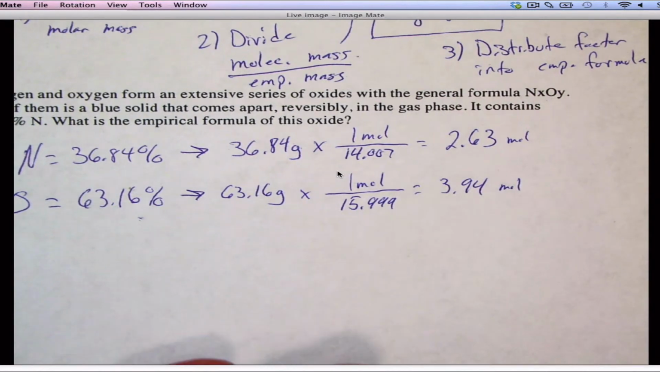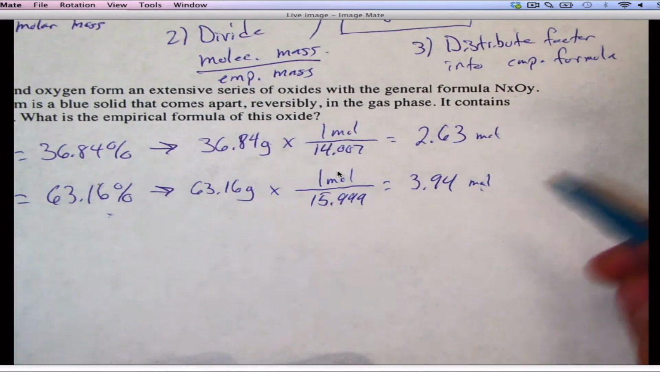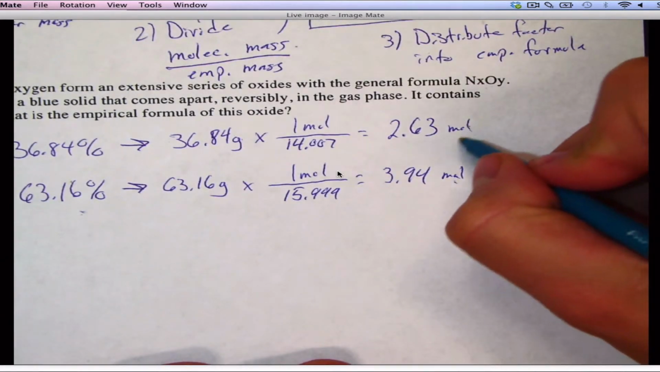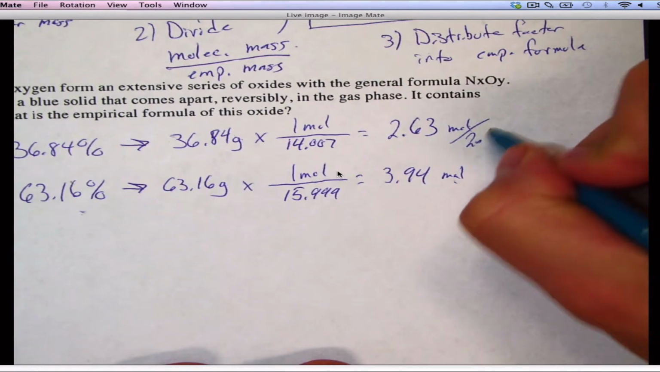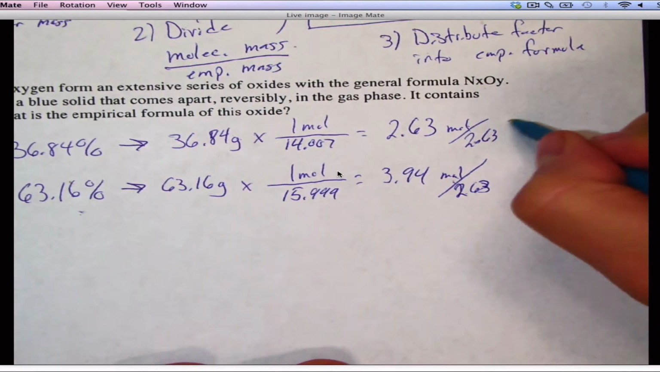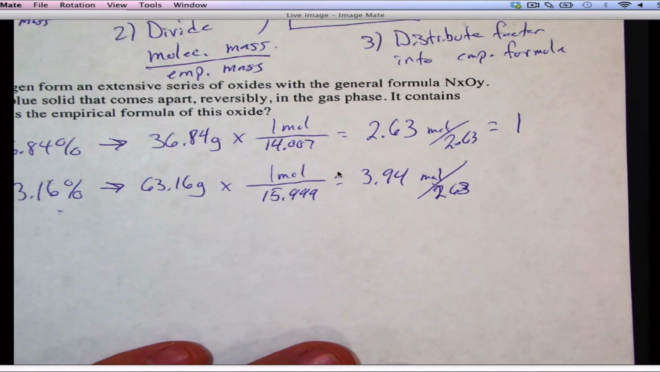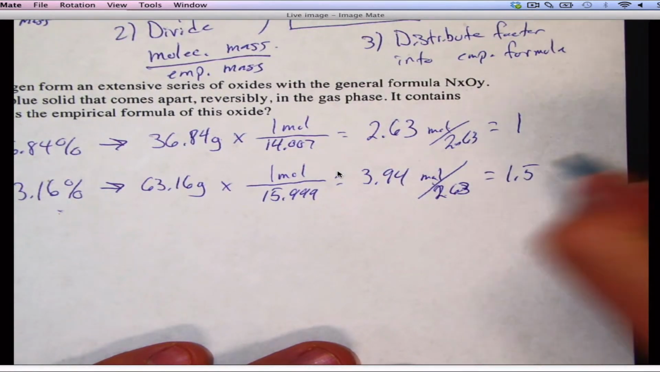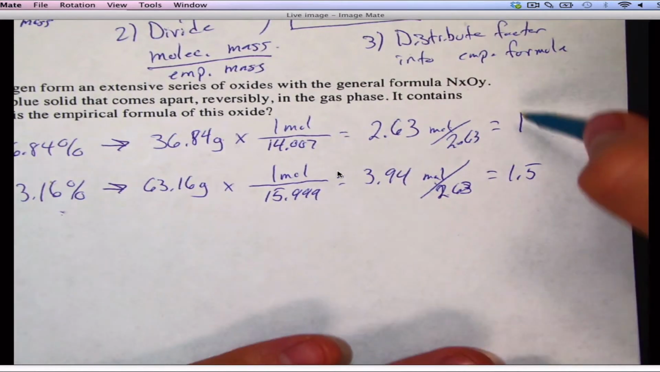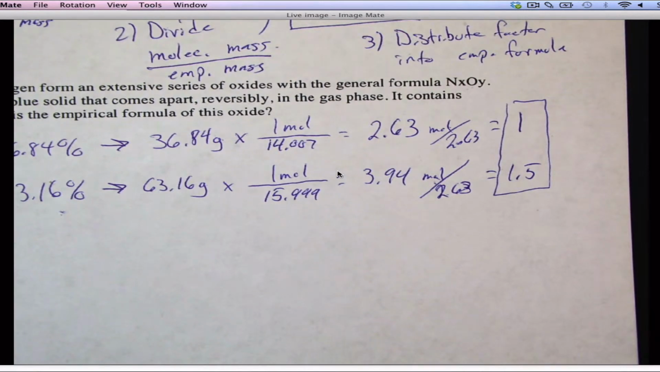We're chugging along here. Now what we do once we find our number of moles is we divide each number by our lowest number of moles. So obviously 2.63 is the lowest, so we divide by 2.63 here, and divide by 2.63 here. So obviously 2.63 divided by itself is 1. 3.94 divided by 2.63 is 1.49, which you can just round to 1.5. Now these numbers, if they come out to nice whole numbers, are going to be your subscripts that go with each element in the formula.